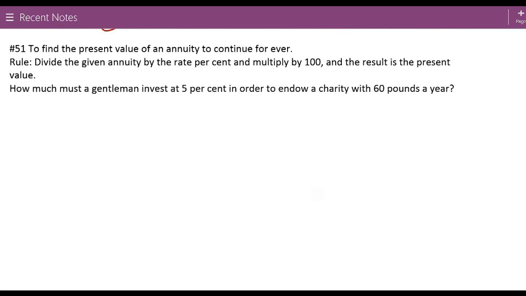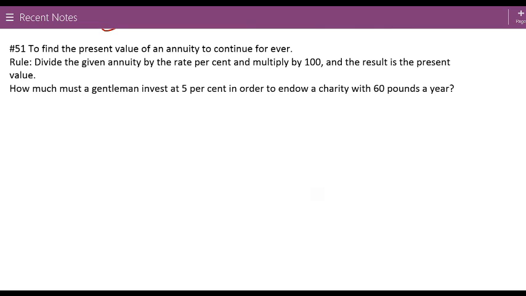So, section 51, to find the present value of an annuity to continue forever. So it's not going to be that there's an annuity for 3 years or 5 years or 12 years, but indefinitely. So here our rule is divide any given annuity by the rate percent and multiply by 100, and the result is the present value.